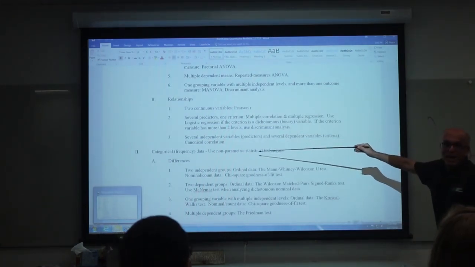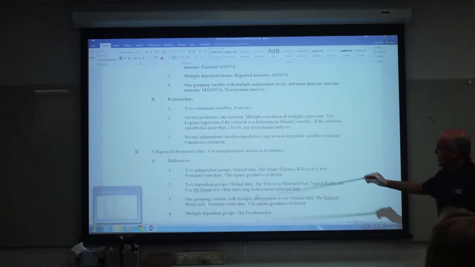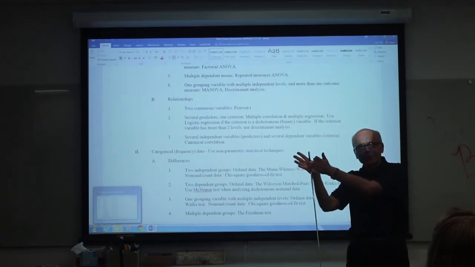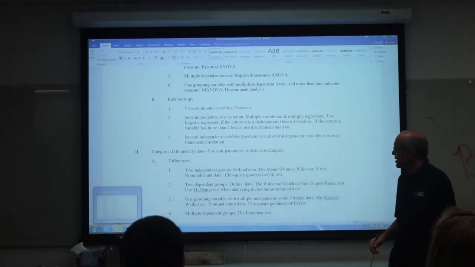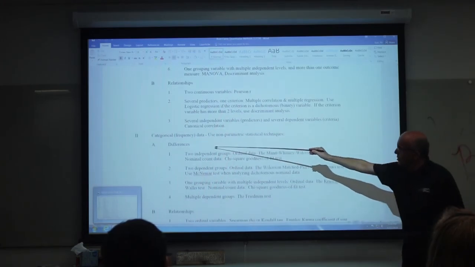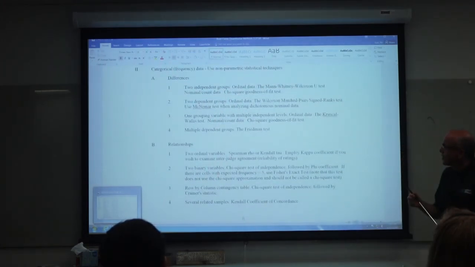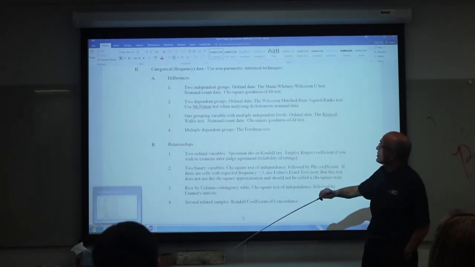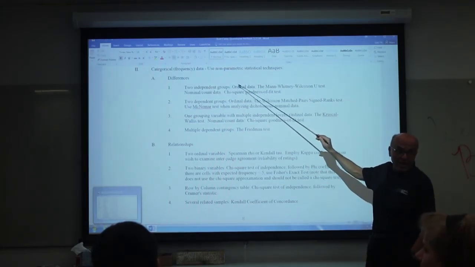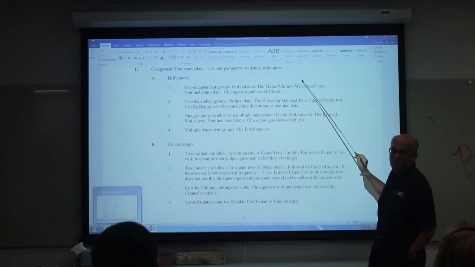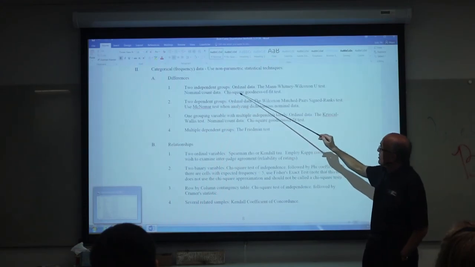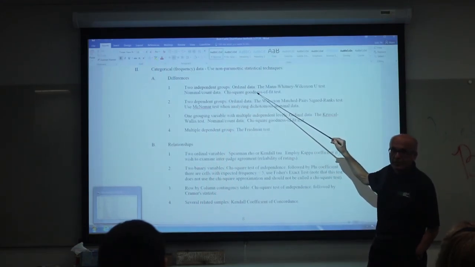So these were pretty much parametric statistical techniques. If the outcome is categorical, essentially nominal or ordinal, then you have to go into non-parametric statistical techniques. Go down, please. Okay, let's stop there. Ask yourself the same question. Differences: if you have two independent groups and the outcome is ordinal, rank, there is a technique called the Mann-Whitney-Wilcoxon U-test. If the outcome is nominal, it is chi-square goodness of fit.